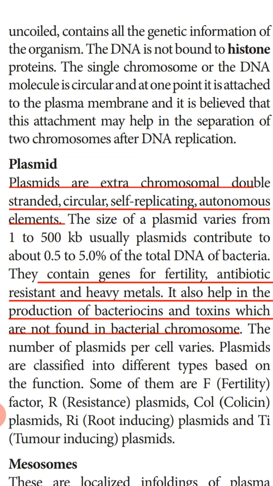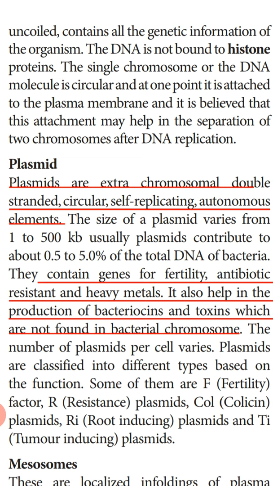Next, you are going to study about the plasmid. Plasmids are extrachromosomal, double-stranded, circular, self-replicating, autonomous elements. As we have studied, in the bacteria, the DNA is present in the center of the cell. Apart from this DNA, there is some extra circular DNA in the bacterial cell apart from the nucleoid. That circular DNA is called a plasmid. They are circular and self-replicating. They can produce their own copies, and they are autonomous, independent elements. The size of the plasmid varies from 1 to 500 kilobytes.